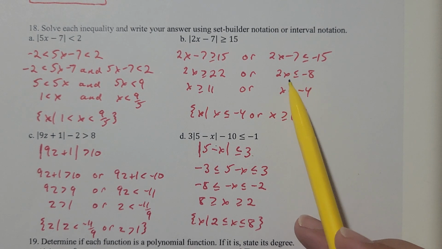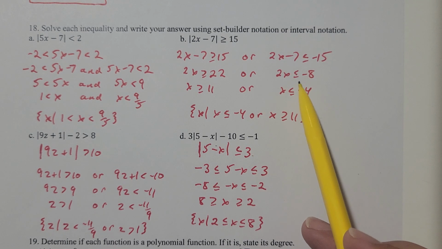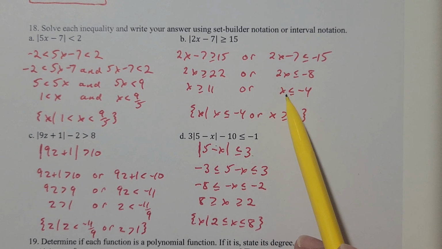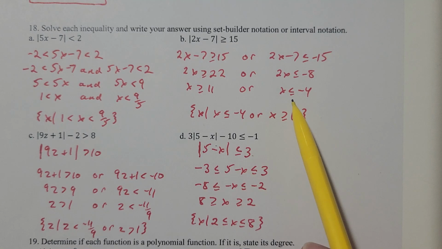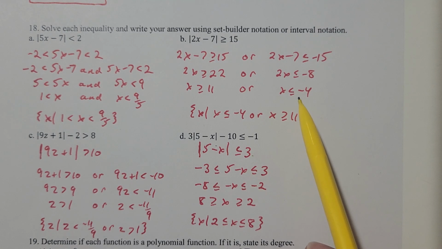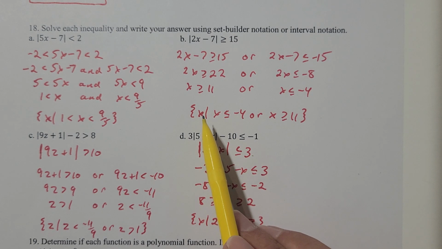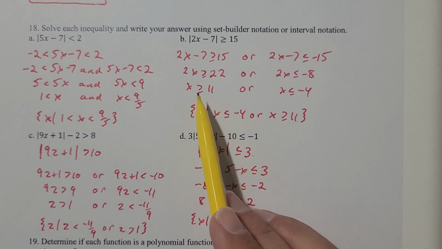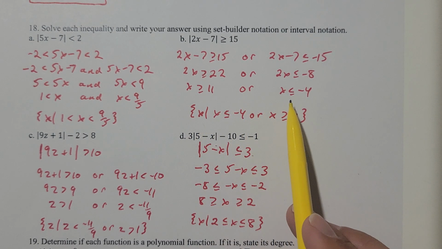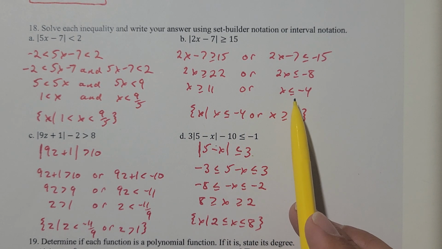Add 7 and then divide by 2. 2 is a positive number, so again, I'm not flipping the sign there. Okay, so it looks like x is less than or equal to -4. So the answer would be the set of all x such that x is greater than or equal to 11, or x is less than or equal to -4.